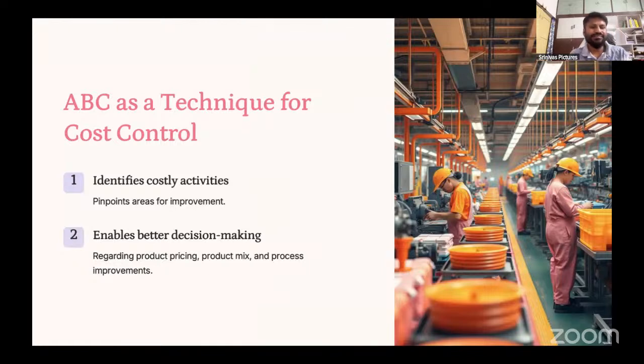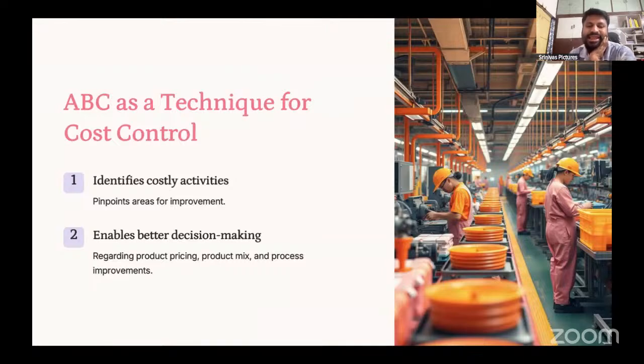ABC cost techniques for cost control. First, identify the costly activities and pinpoint the areas of improvement. Whatever the cost drivers are, wherever we are spending cost, first we have to identify the cost of activities, which is relevant to the particular department, whether it is the service department or the production department. Pinpoint the areas for improvement: where the cost is low, where the cost is high, and where we have to reduce. All that we have to identify.